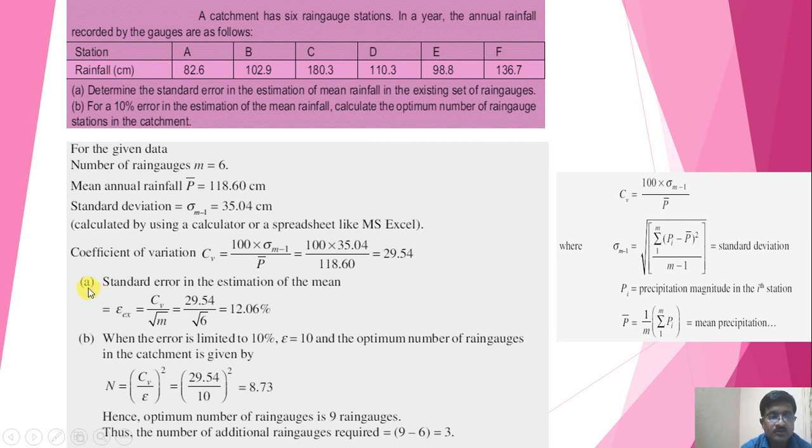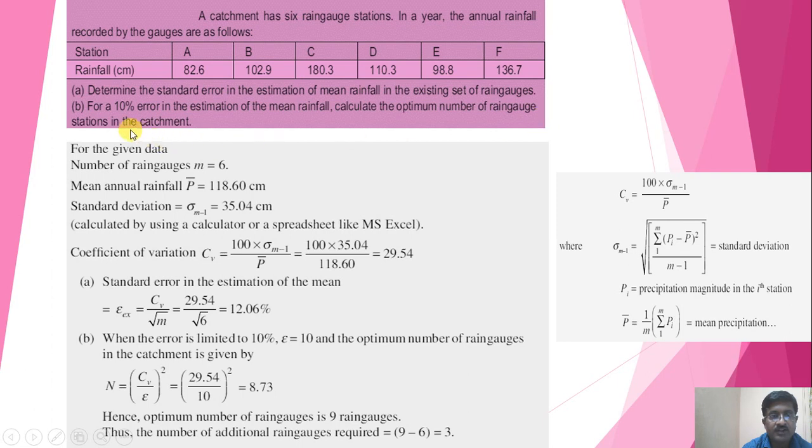Now let us answer the questions. The first one is the standard error in the estimation of the mean, which is EEX, and the formula is CV divided by the square root of M. That is equal to the calculated coefficient of variation CV, 29.54, divided by the square root of the number of rain gauge stations, M equal to 6, square root of 6, which is equal to 12.06%.